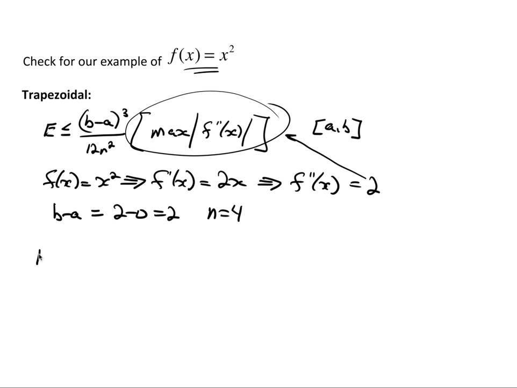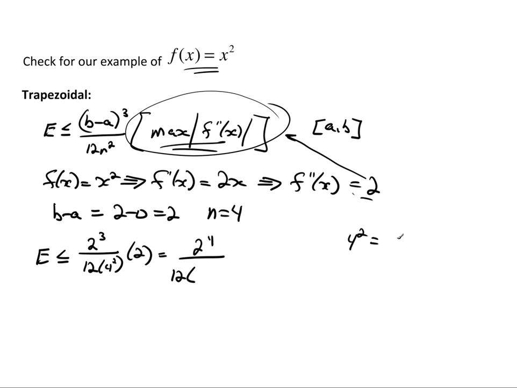So I know that whatever my error is, it will be less than or equal to, be no bigger than, well, b minus a was 2, so I'll have 2 cubed divided by 12 times 4 squared times this max, which is 2. Well, I'm going to do some simplification here. 2 cubed times 2, that's 2 to the 4th, over 12 times 4 squared, which equals 2 squared squared, which is 2 to the 4th.